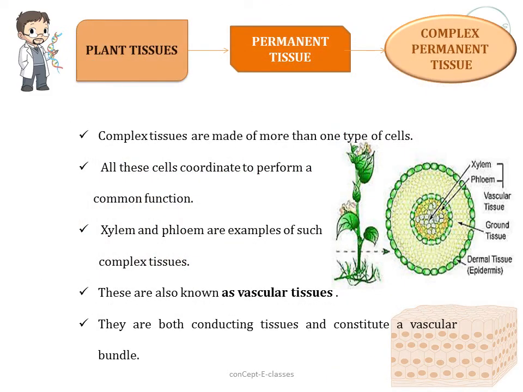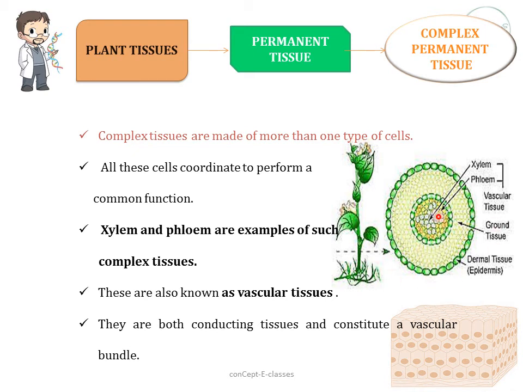Now let's study the next permanent tissue, which is complex permanent tissue. Till now we were discussing tissues made up of one type of cell, and what was that type of tissue called? They were called simple permanent tissue. Whereas complex tissues are made up of more than one type of cell, and all these cells coordinate to perform a common function. Xylem and phloem are examples of such complex tissue.